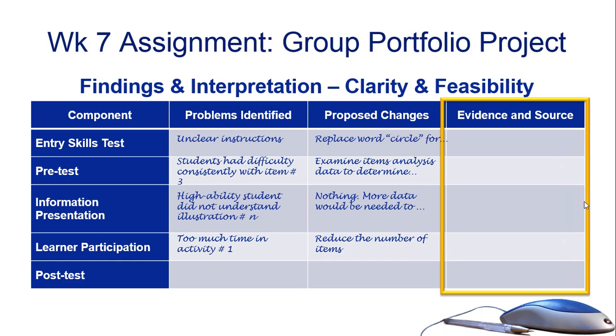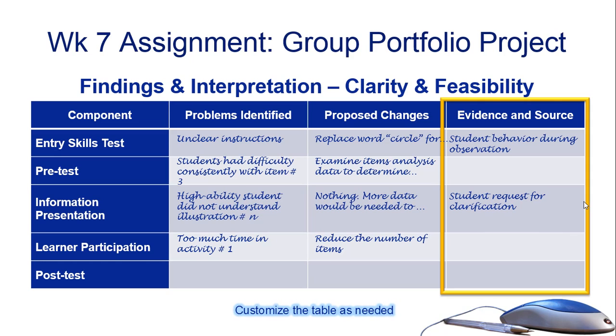So where or how did you learn this, that there was a problem? So for example, you were observing the student and they did something that I realized that there was a problem here, or maybe the student just voiced it, maybe they requested for clarification or something like that. Customize the table as needed. So if you did not include an entry skills test, of course you can get rid of that row. You don't have to include it in your clarity and feasibility section.